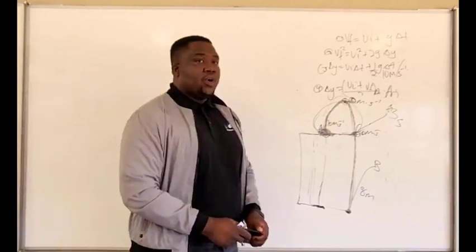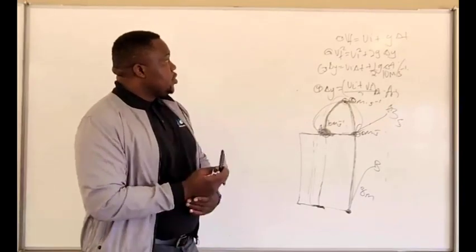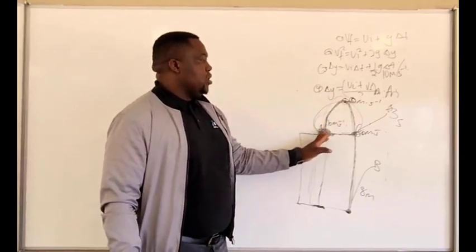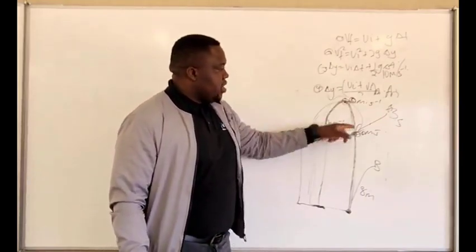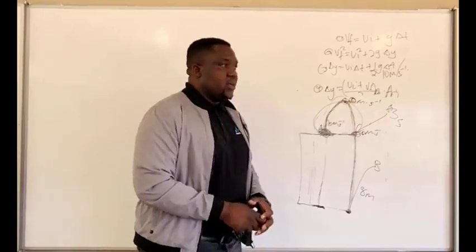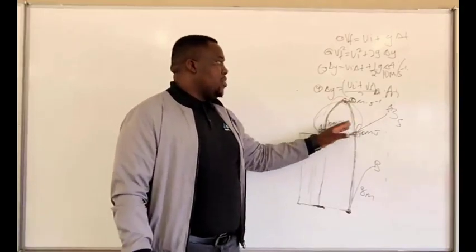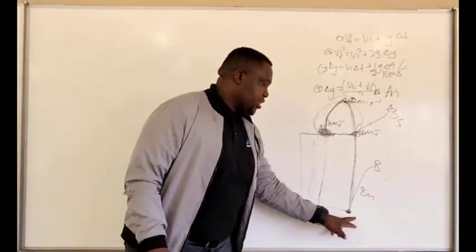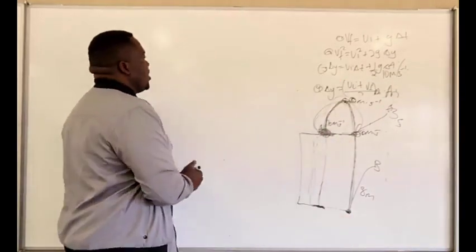Okay, so let us continue. We are going to use this formula to calculate the time the ball moved from point A until it got to the edge of the building when it is coming down, so that we can subtract that time from 3, because 3 is the time it took from A until it hits the ground. So let us calculate the time.